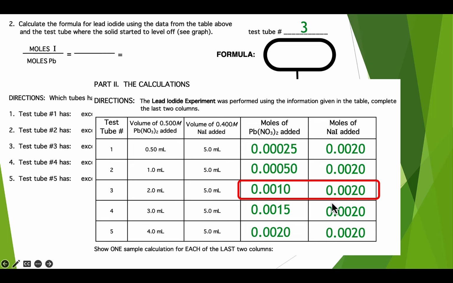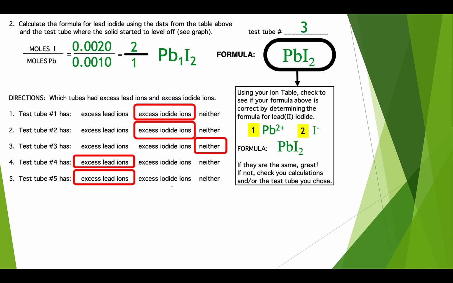The reverse is true for the last 2 test tubes. We have more than enough lead ions to react with all of this iodide. Therefore, test tubes 4 and 5 are going to have an excess amount of lead ions. Make sure you have circled the correct answer choices for 1 through 5.